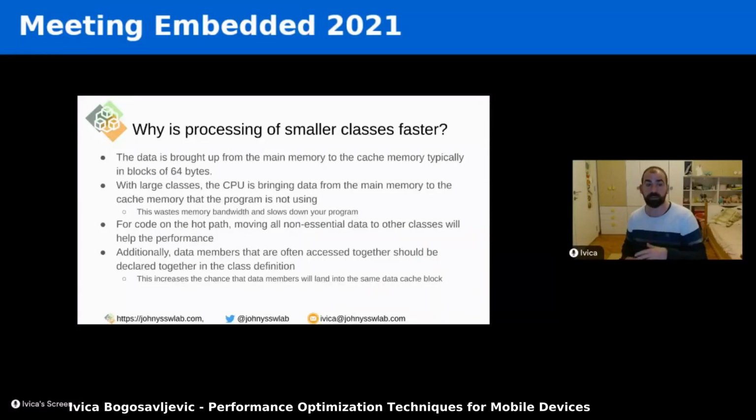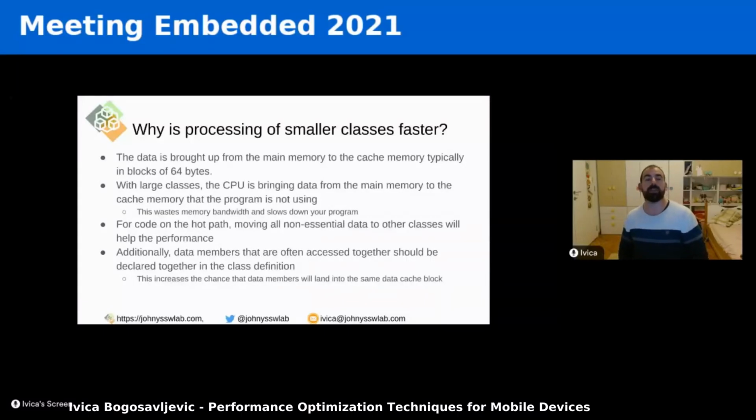If you have code on the hot path, moving all non-essential data to other classes will help the performance. Additionally, data members that are often accessed together should be declared together in the class definition, because this increases the chance that the data members will land in the same data cache block.